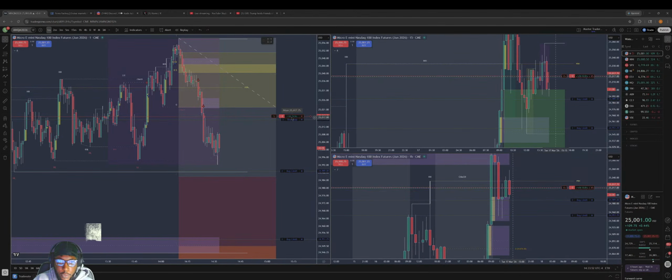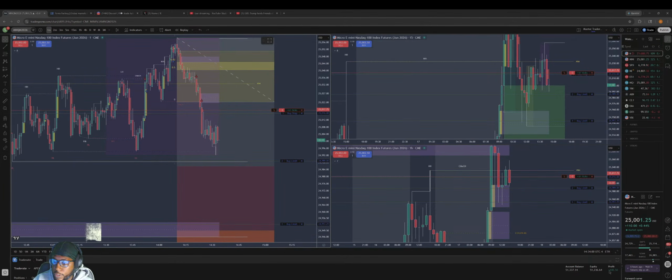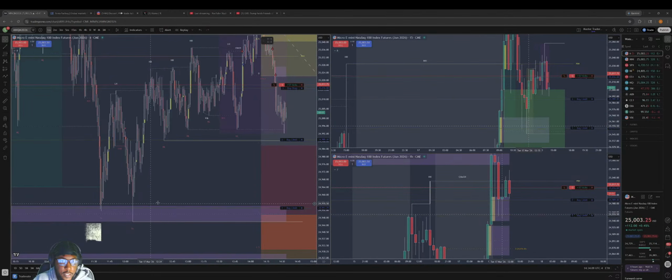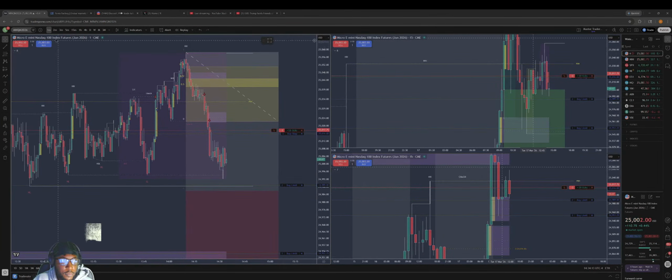But let's say we're up 66 ticks on this trade right now. That's about $100 right there. So we just want this to continue staying heavy so we can go knock out these lows down here.